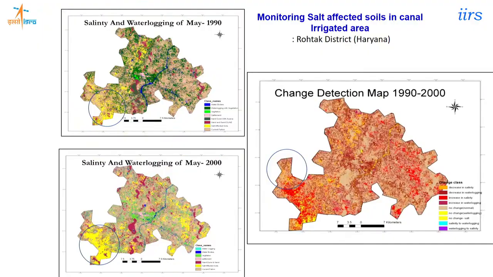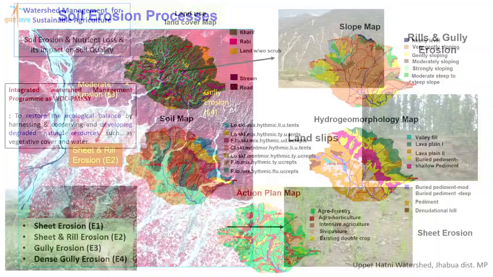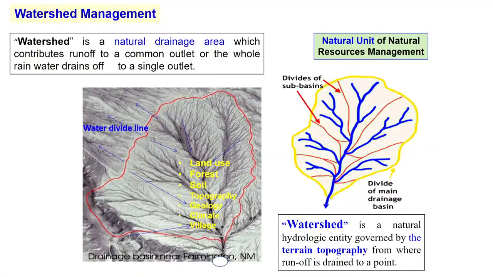One part is left: we also use remote sensing data in watershed management. What do we mean by watershed? A watershed is a natural drainage area which contributes runoff to a common outlet. Suppose drainage lines are there, and water from the entire area gets released from the outlet. So this is one watershed.